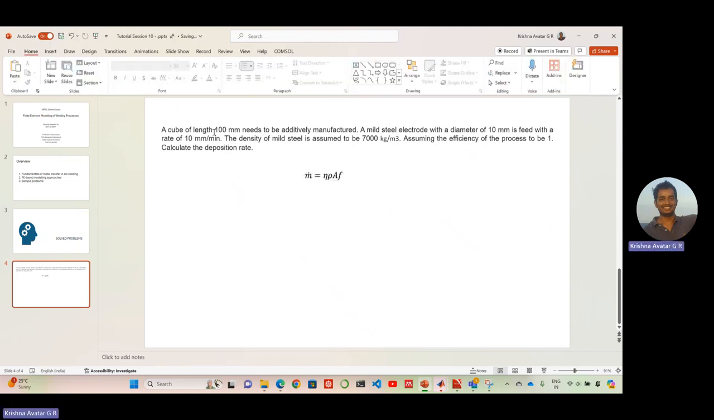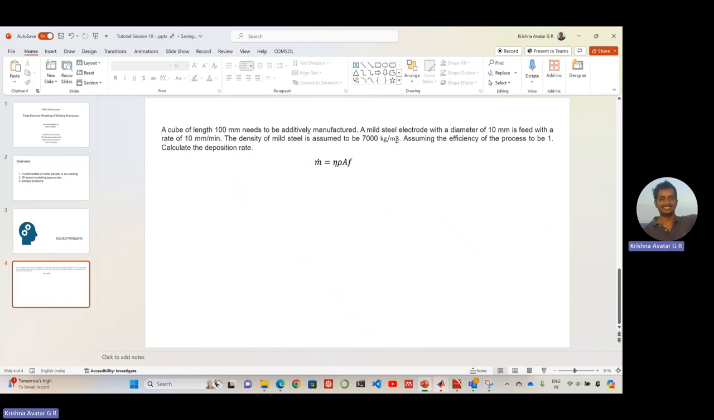So it's a cube of length 100 mm that needs to be additively manufactured. A mild steel electrode with a diameter of 10 mm is fed at a rate of 10 mm per minute. The density of mild steel is assumed to be 7,000 kg per meter cubed. Now, assuming the efficiency of the process to be 1, calculate the deposition rate. So this is what we are trying to do here.